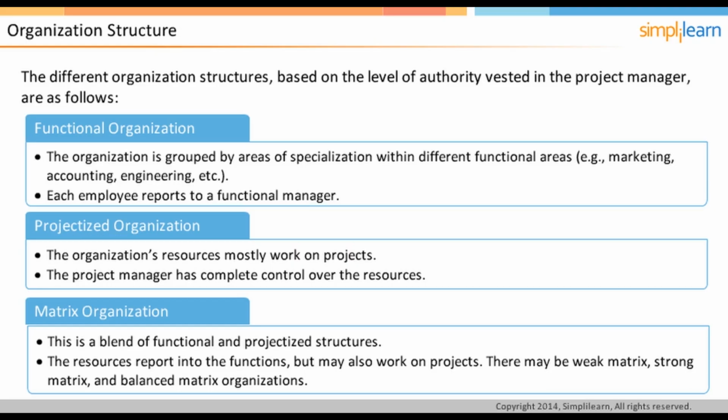So out of the two bosses that team members have in a matrix organization, if the project manager has more authority over the team member, such organizations are called strong matrix. Where the functional manager has more authority, it's a weak matrix organization. If they both share equal authority, then it is a balanced organization.